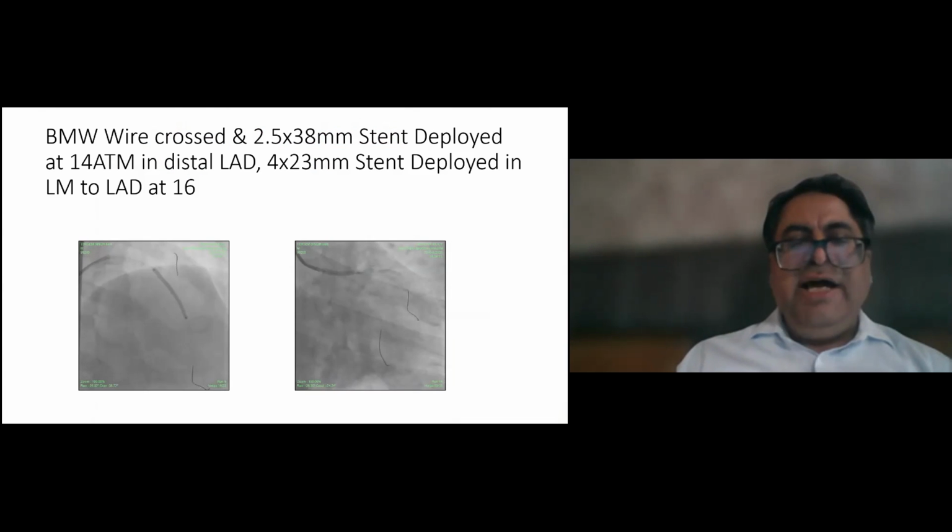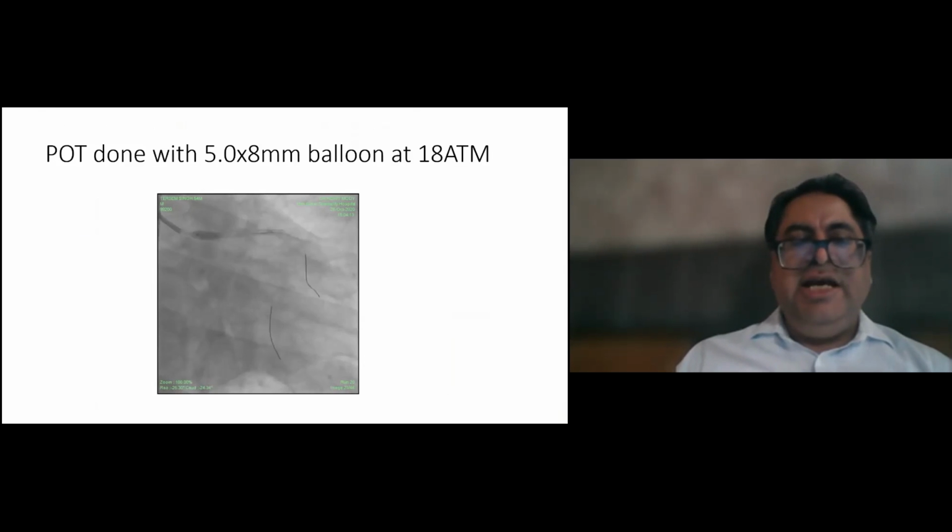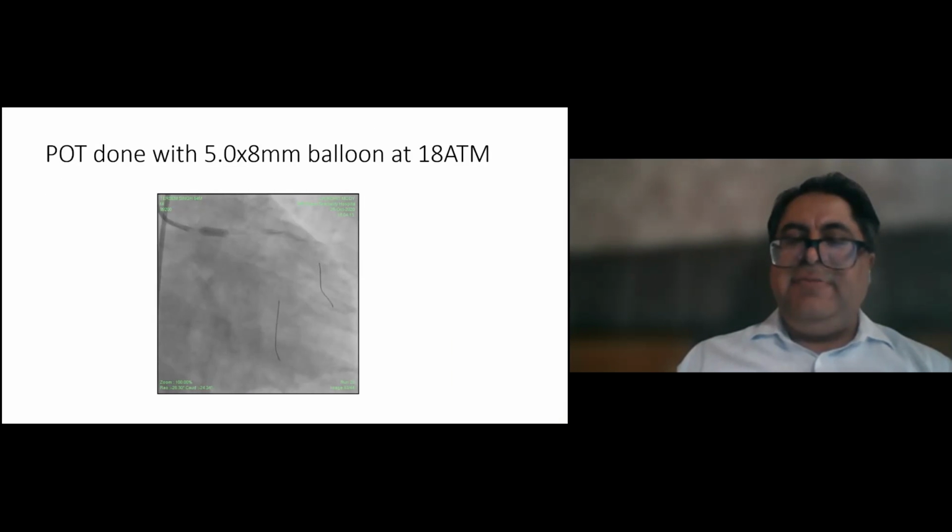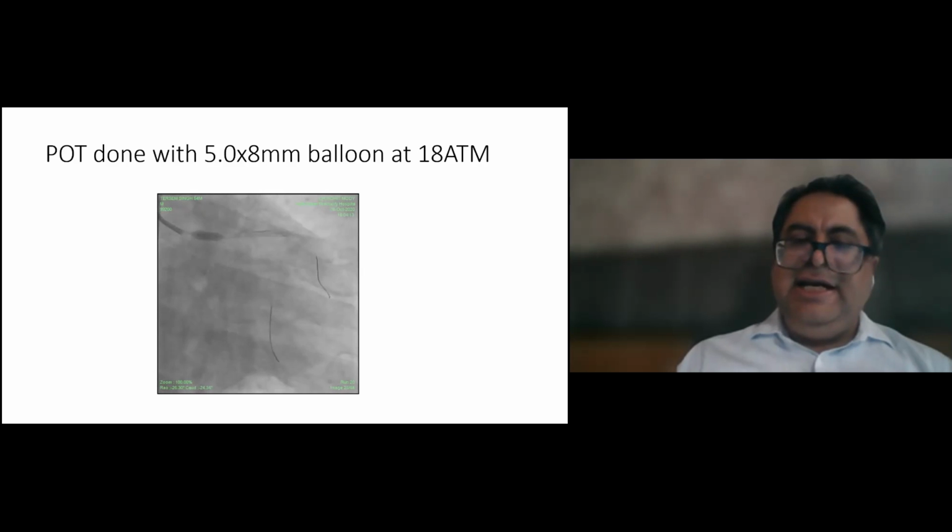So the BMW wire was crossed, a 2.5 into 38 millimeter stent was deployed at 14 atmospheres in distal LAD, and a 4 into 23 millimeter stent was deployed from left main to LAD at 16 atmospheres. And a POT was done with a 5 into 8 millimeter balloon at 18 atmospheres.